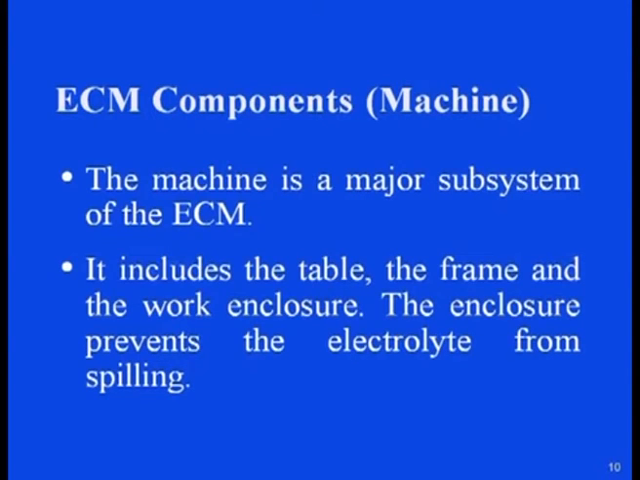Let us see the machine used in ECM. The machine is a major subsystem in this system and it includes the table, the frame and the work enclosure. The enclosure prevents the electrolyte from spilling. Moreover, if any toxic gases are developed, it can prevent them from spreading and polluting the environment.